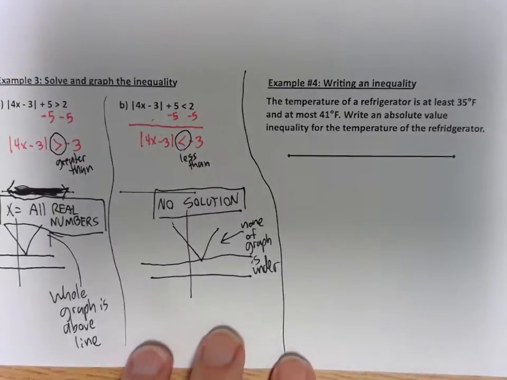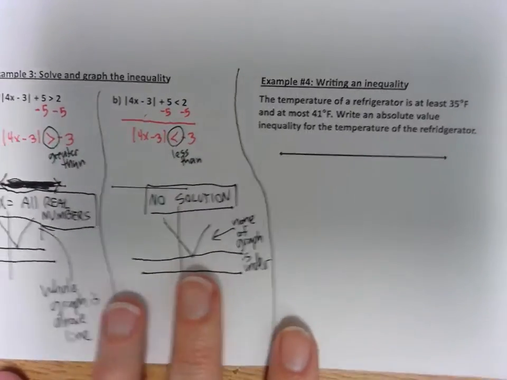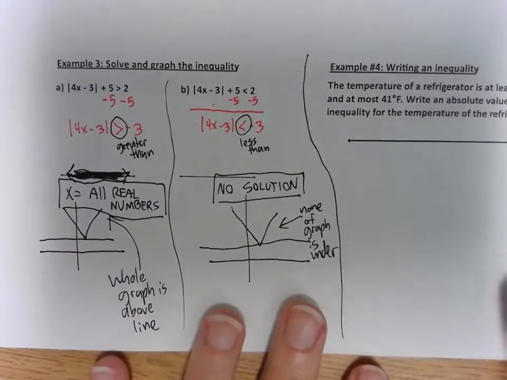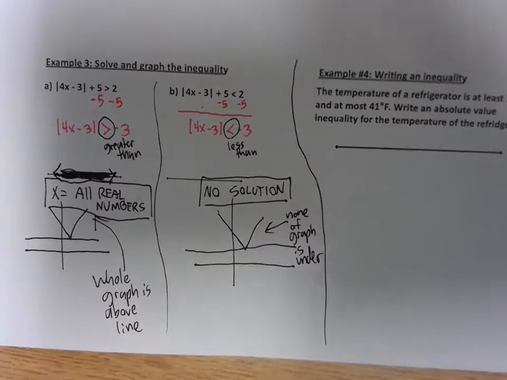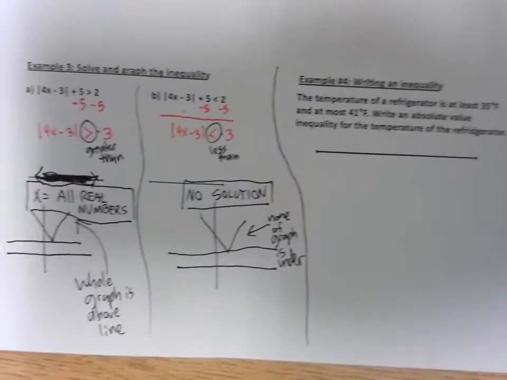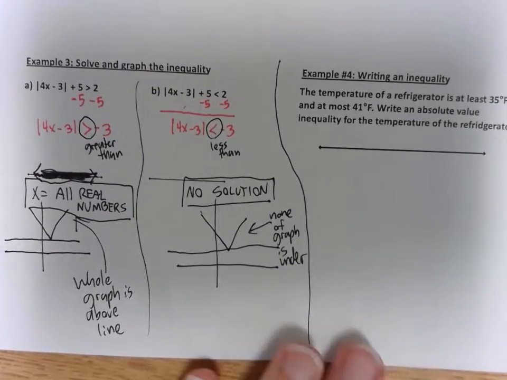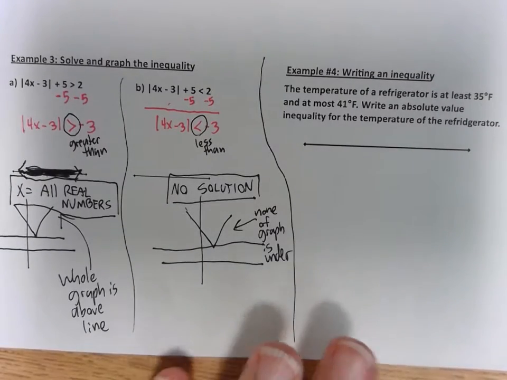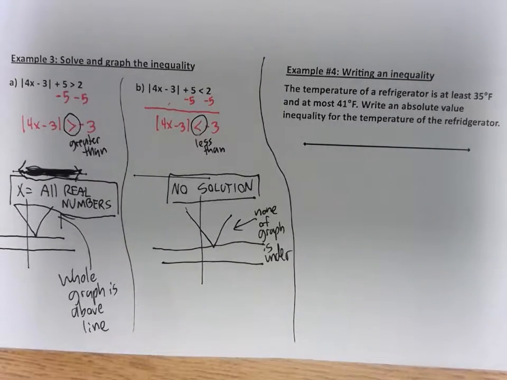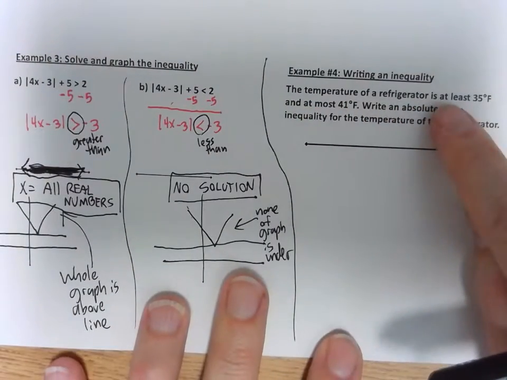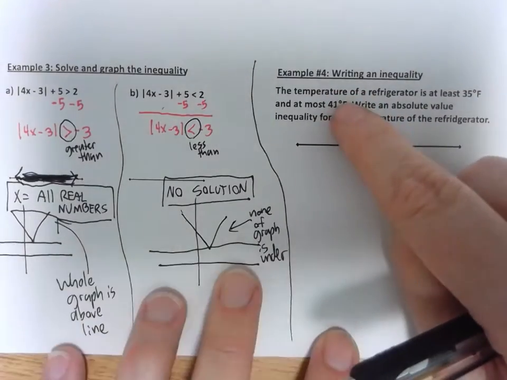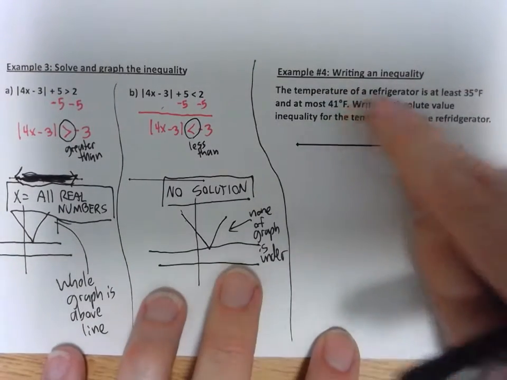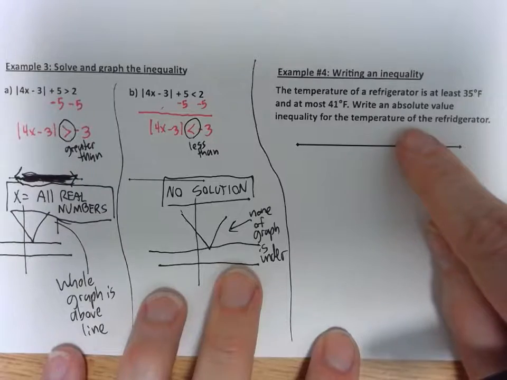Okay, finally, we're going to set up an absolute value inequality, kind of an application problem, and you're going to have more examples of this later. But the way that these ones work, these are problems where we're trying to find an absolute value, kind of like a true value. So look at the problem. The temperature of a refrigerator is at least 35 degrees Fahrenheit and at most 41 degrees Fahrenheit. Write an absolute value inequality for the temperature of the refrigerator.